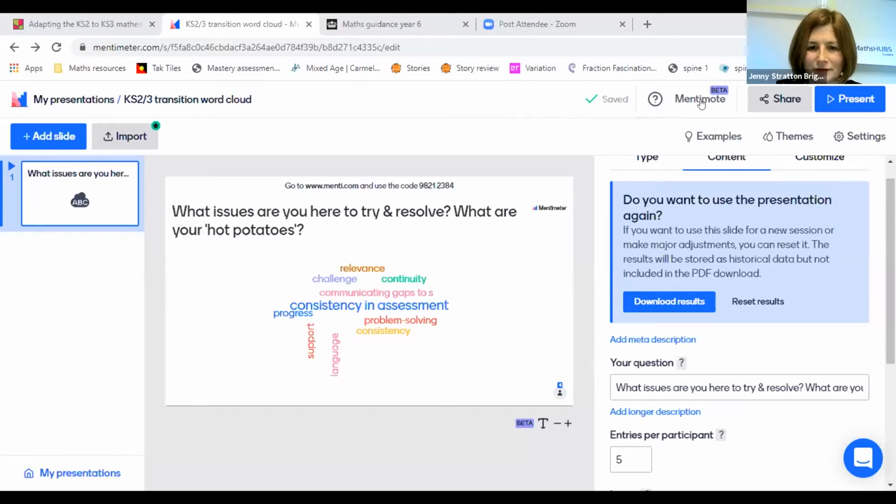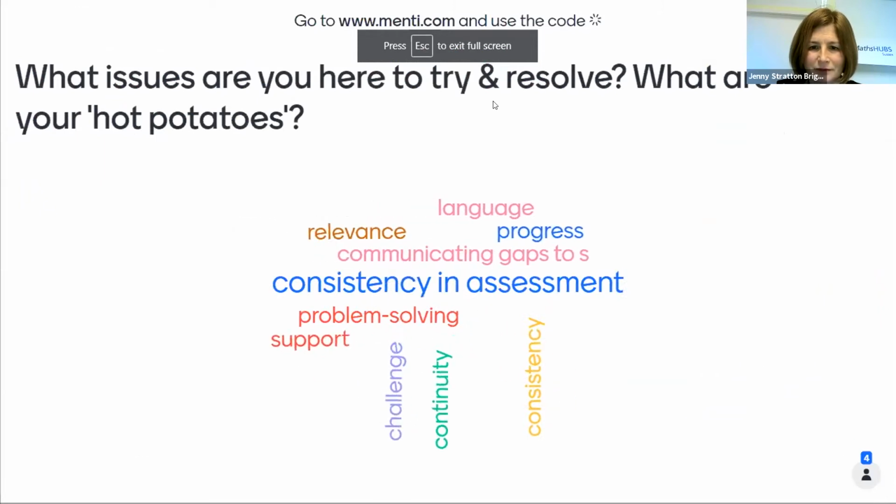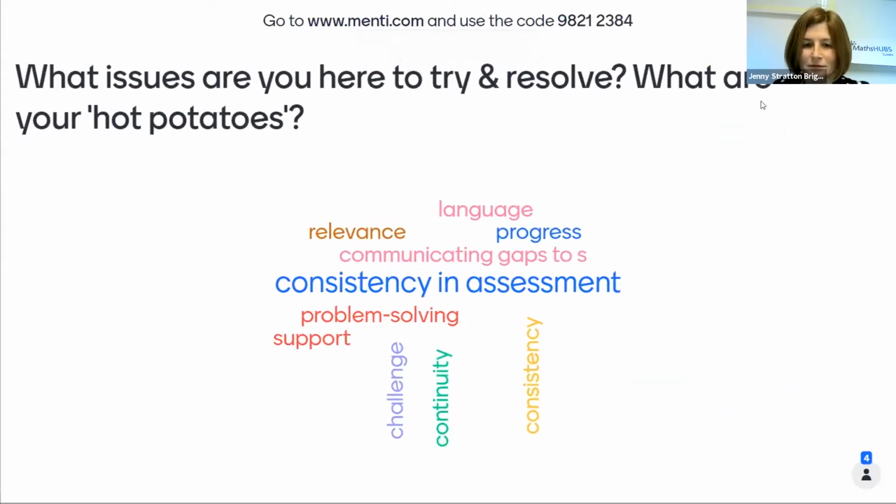I'm just going to share my screen so everybody can see what's coming up. If you've just joined us, there's a code in the chat, and if you go to www.menti.com you can enter some words to try and tell us what you're here for today, what issues you want to resolve, what your hot potatoes are in terms of Key Stage 2 to 3 transition.